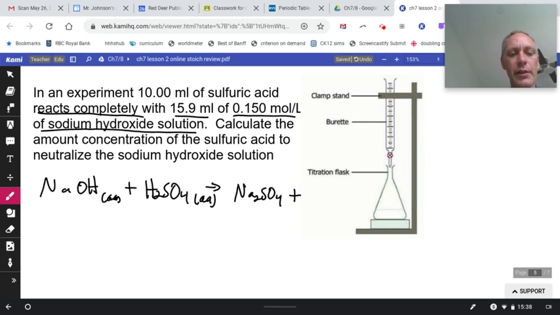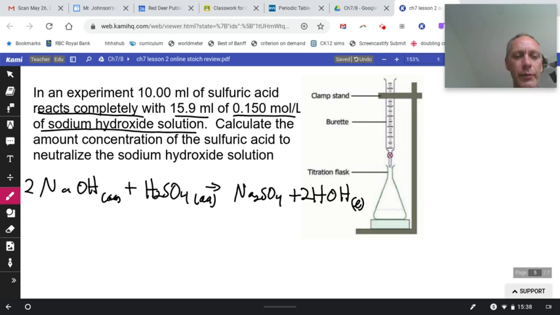Na2SO4 and HOH liquid. And when we go to balance it, we need a 2 in front of there to match 2 sodium, 2 hydroxide, 2 hydrogen. We're balanced. Okay.